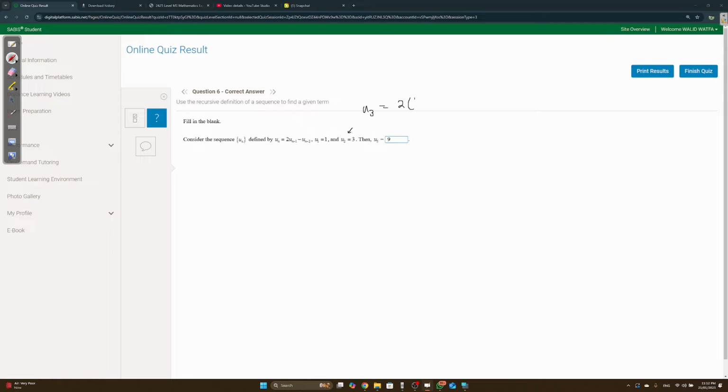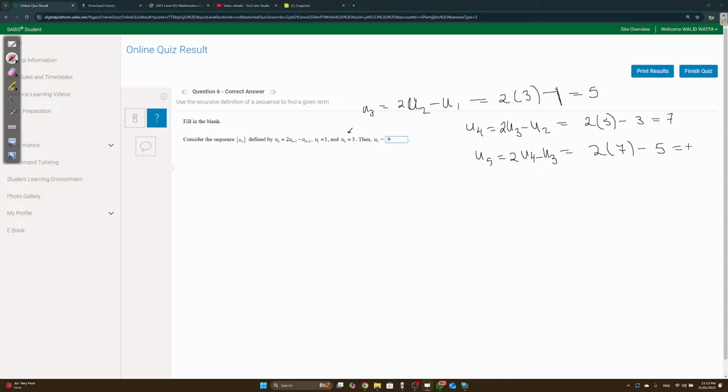u_3 is going to be equal to 2u_2 minus u_1, which is equal to 2 times 3 minus 1. Just substituting the given. Which is 5. Then u_4 will be equal to 2u_3 minus u_2, which is equal to 2 times 5 minus 3, which is equal to 7. Then u_5 will be equal to 2 times u_4 minus u_3, so it's going to be equal to 2 times 7 minus 5, which is 9.